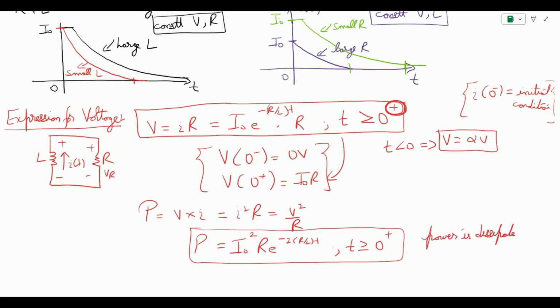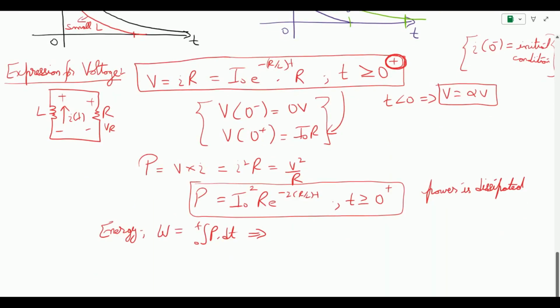So in case of RL circuits, the inductor is basically dissipating the power. And finally, we can find the energy of the system because we already have power. So we know energy is the integration of power with respect to dt. You just input the values. So the energy comes out to be half L I naught square multiplied by 1 minus e raised to power minus 2 R by L into t. And again, this is for the condition of t greater than or equal to 0.